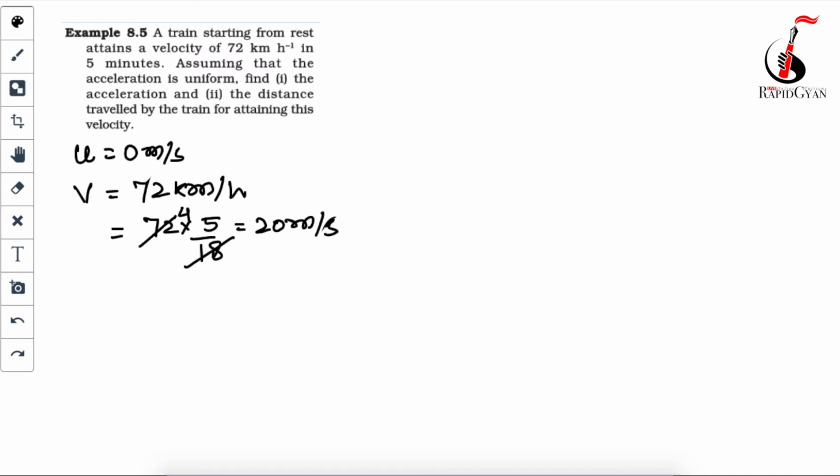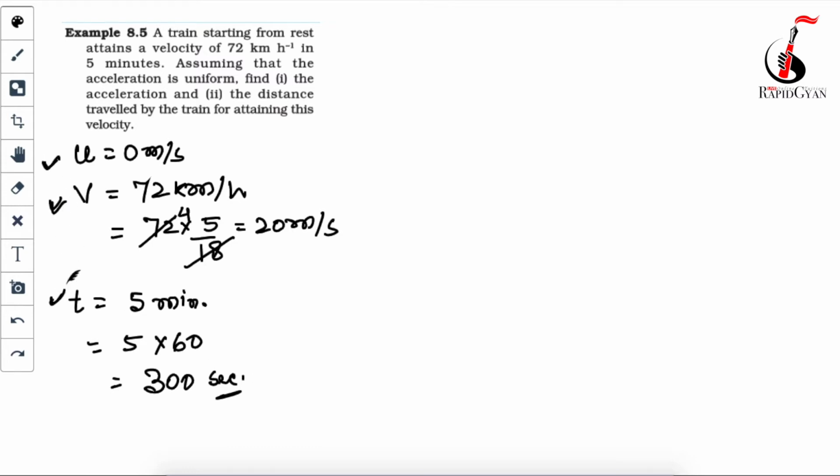In 5 minutes, means time is given as 5 minutes. So what is the SI unit of time? The SI unit of time is second, means I will have to convert this into seconds. So 5 minutes into 60 is equal to 300 seconds. So now you know u, you know v, you know t, correct?